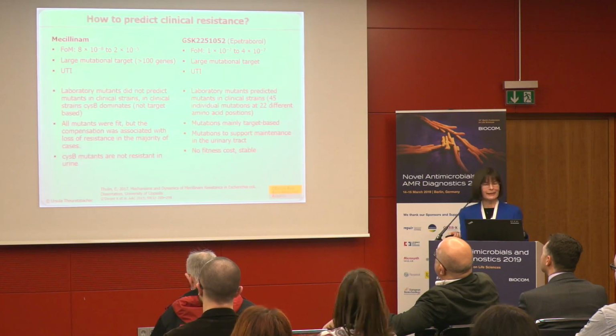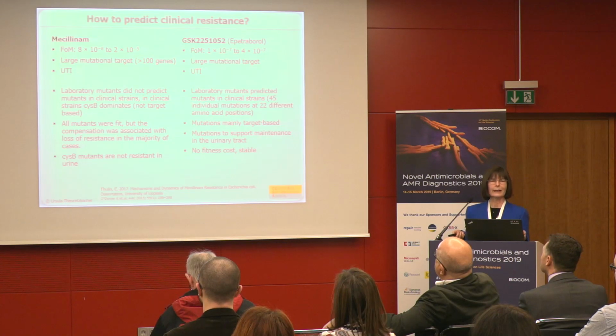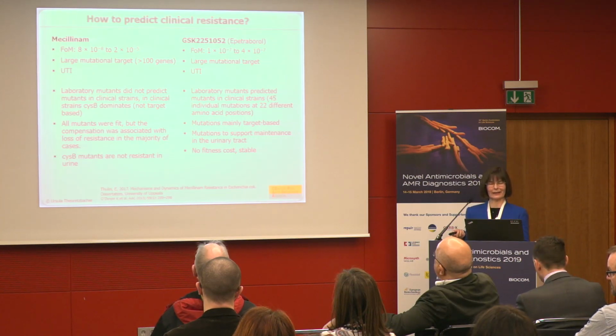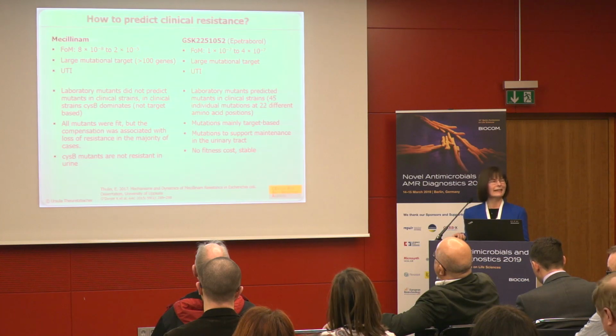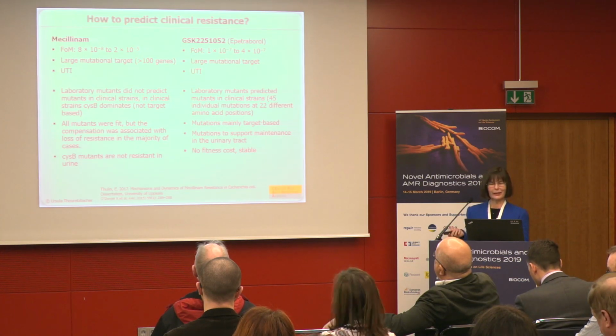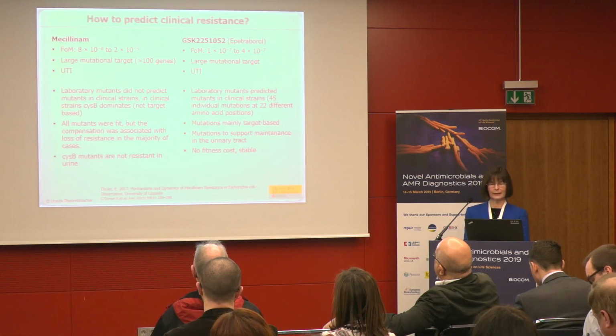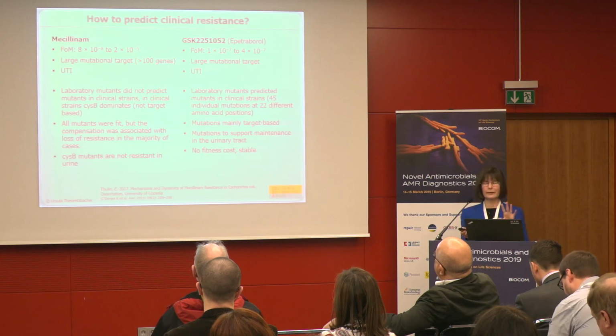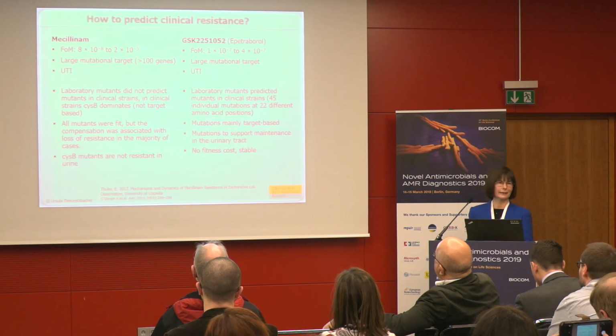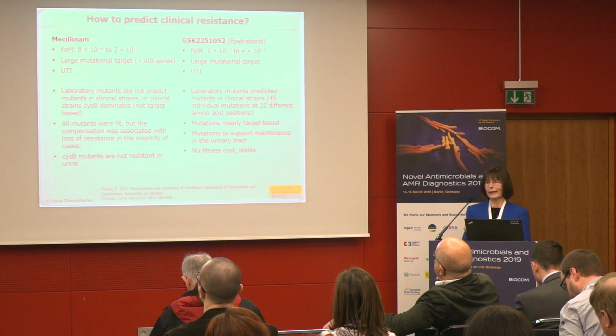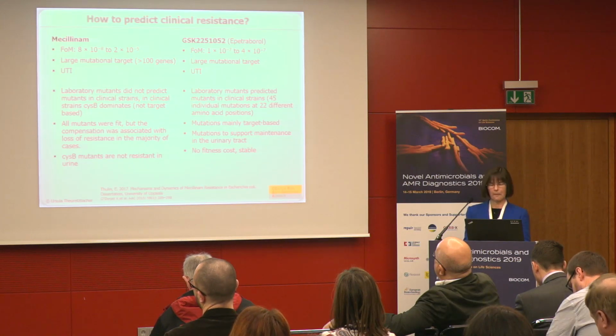So in the case of mecillinam, the laboratory mutants did not predict the mutants in clinical strains. The clinical mutant was not target-based, and that's different to the GSK compound. The laboratory mutants predicted the mutants in clinical strains, and there were many different places to mutate, and they were all in clinical strains.